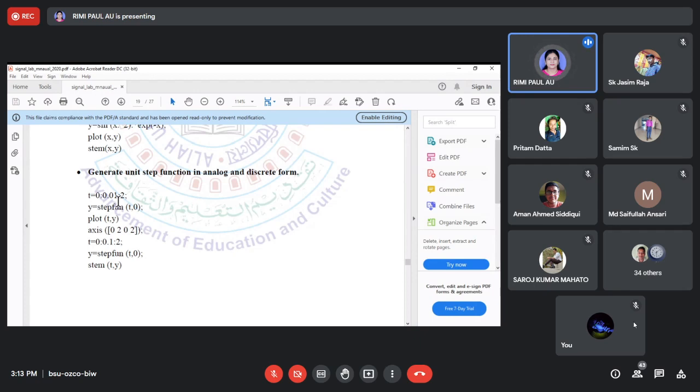So it is your task to draw. Everything is written, you just have to draw a figure. That means whatever figure you get after running the MATLAB program, the same exact figure you have to draw or give a printout.